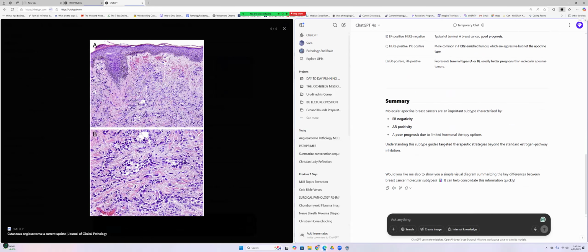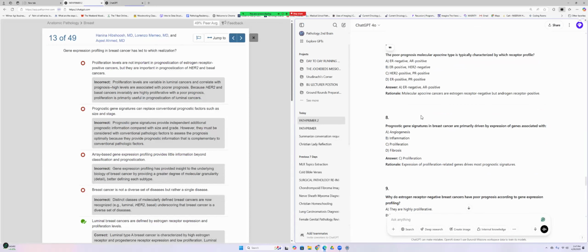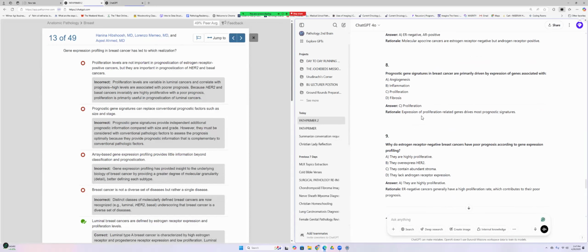On histology, you have apocrine features, but ER is positive? AR is negative. AR is positive. So it's like a normal tumor with apocrine features. Then when you do molecular profiling, it appears like triple negative, but AR is positive. But if you don't do AR, you won't even know.